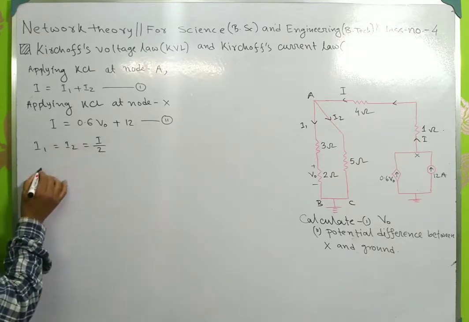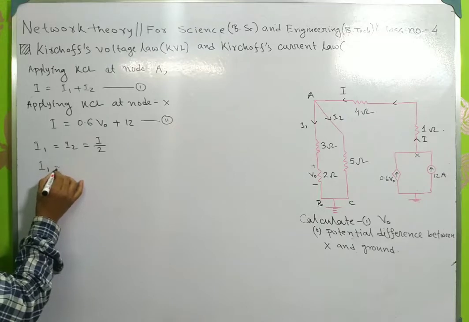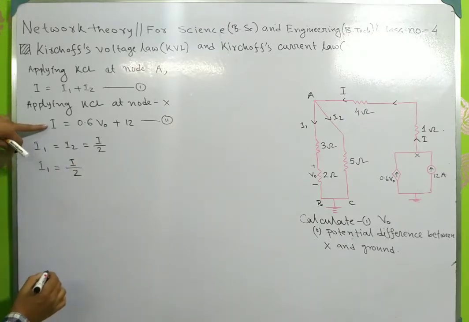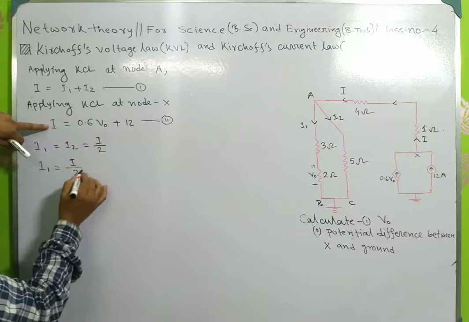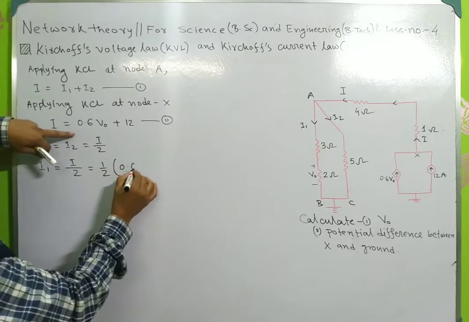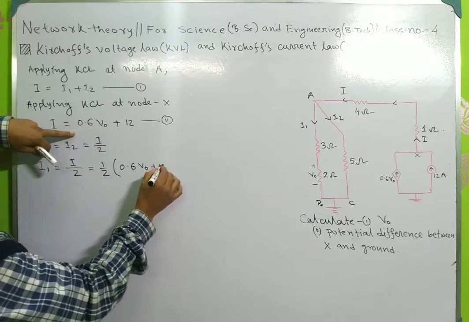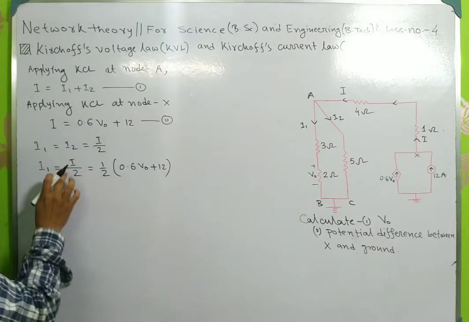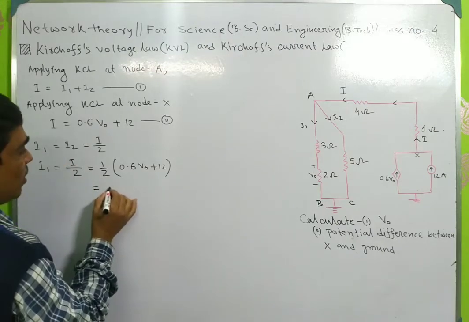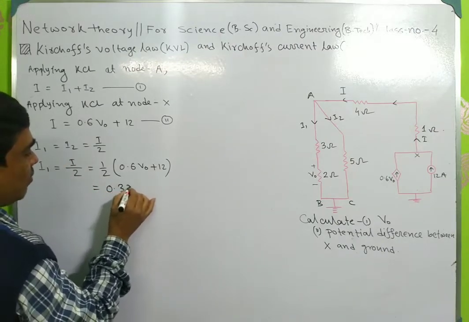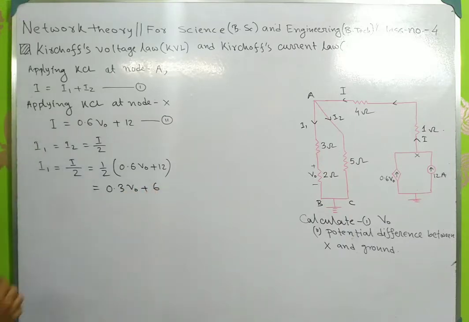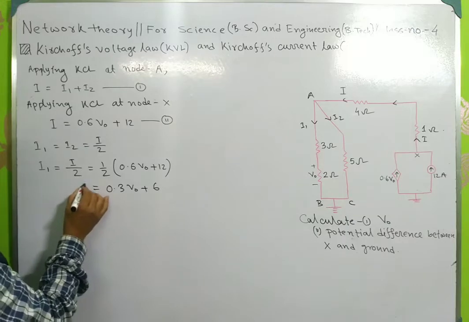Now from this equation we can write that I1 equals I by 2. I put this value of I1 in equation 2, so it will be half of 0.6 V0 plus 12. So here I put the value of I, so it will be 0.3 V0 plus 6. This is I1.